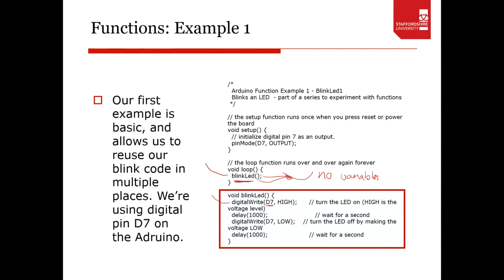So it's digitalWrite D7, and it's turning it on. Turn the LED on. HIGH is the voltage level. Delay it for 1 second. By the way, this bit has come off the previous line. It should be here, so I apologize. Then turn it off for 1 second. So that's our very simple program, but we've added a function.